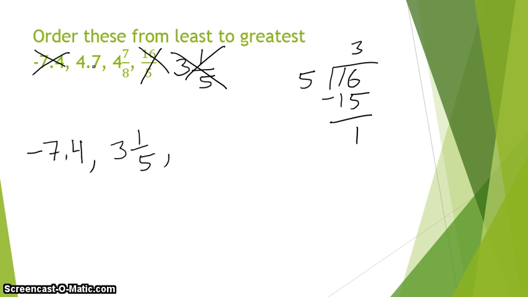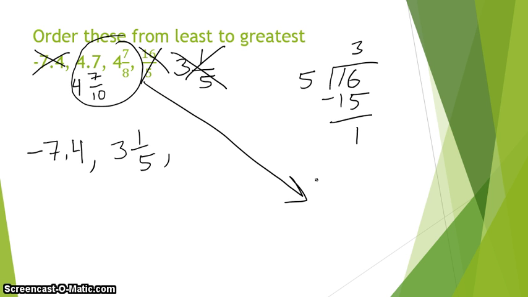Now I need to compare 4.7 and 4 and 7/8. Now they're pretty close. One is a decimal, one is a fraction. So I have to figure out a way to make them look the same. Either both have to be decimals or both have to be fractions in order to be compared to each other. So I can do it one of two ways. I can either make 4.7 into a mixed number, which would make it 4 and 7 over 10, and then get a common denominator between. So I'm going to take this over here so I have some more room. So 4 and 7/10, and then I have 4 and 7/8.